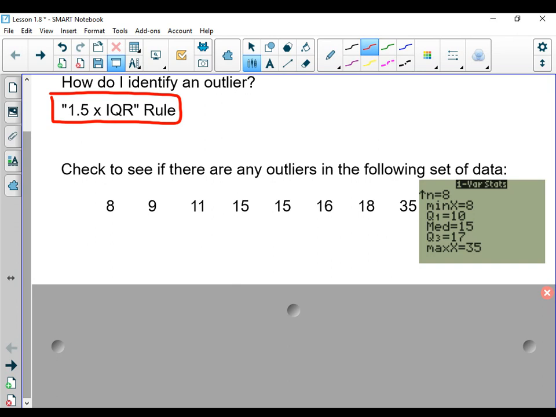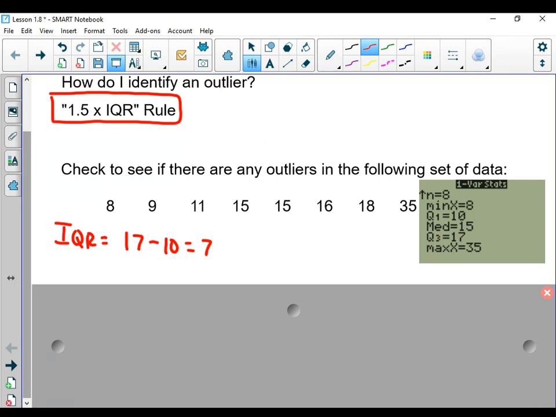Okay, hopefully we're getting comfortable with that part on the 5-number summary. Like I said, in order to use this rule, we need to know what the IQR is. So the IQR, again, is going to be the Q3 value, which is 17, minus the Q1 value, which is 10. So for this situation, our IQR is 7.